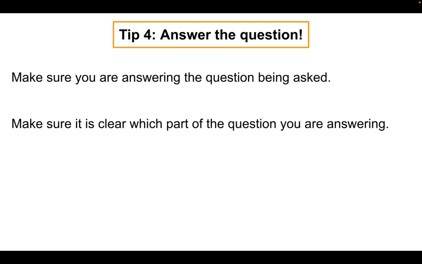Tip number 4 is make sure you're answering the question that you're being asked. Sometimes students will jot down an answer, but then when you read it, it's like, yeah, but that's not what was being asked. The other thing here is make sure it's clear which part of the question you're answering. A typical free response question has multiple parts. They go in alphabetical order, so part A, part B, part C, and so on. Make sure it is very clear what part of the question you're answering.